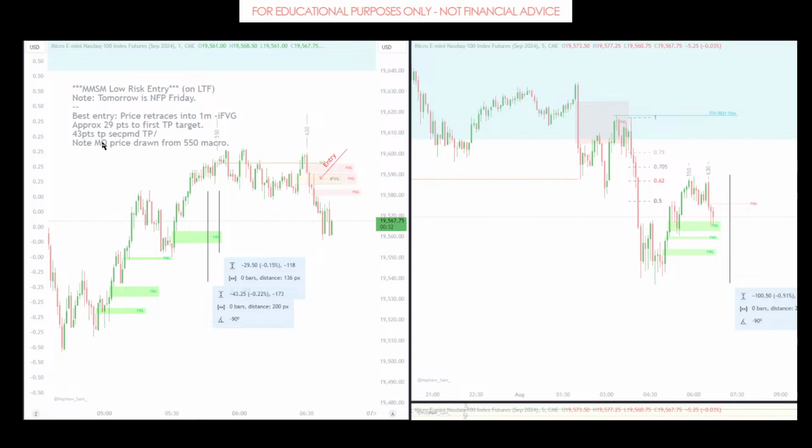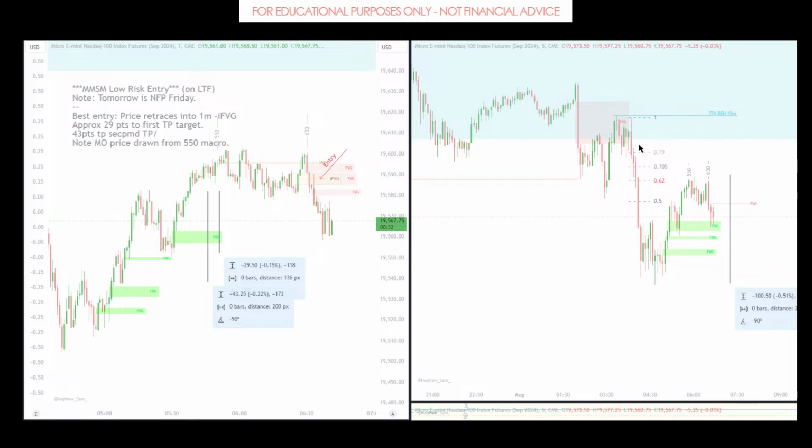Note the macro open price drawn from 550. I heard this from someone who reteaches some ICT stuff, but I don't know where ICT himself talks about this. If I assume he does, with that macro open, often we'll open and go to one side of it, and then we eventually move to the other side. We fake out to one side, like up, and then the real move is to the downside. All right, next slide.